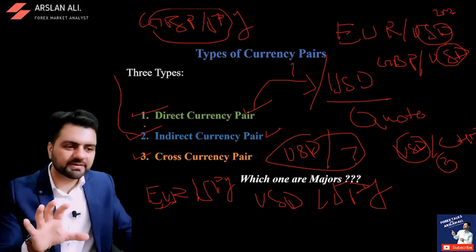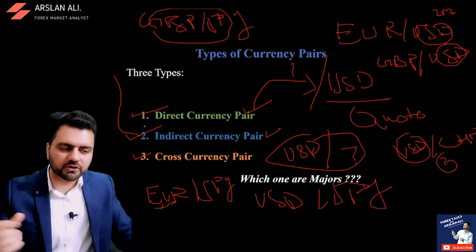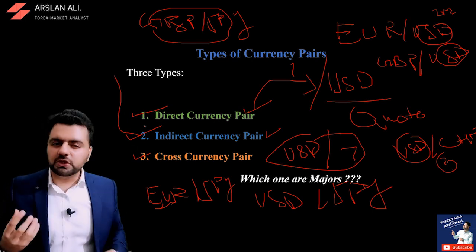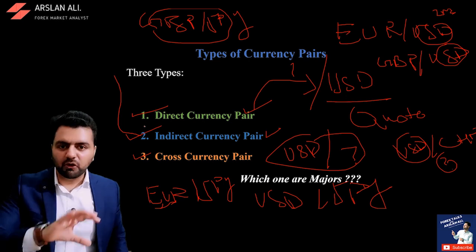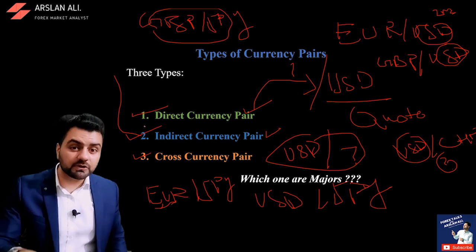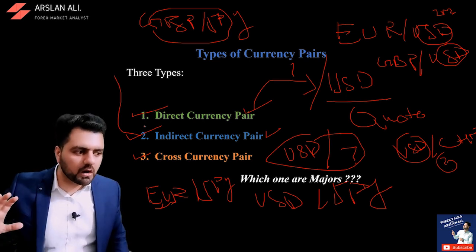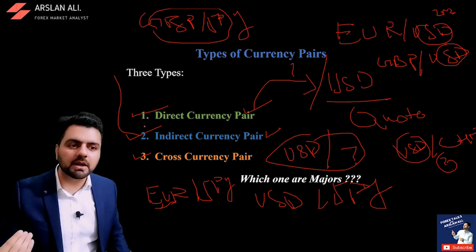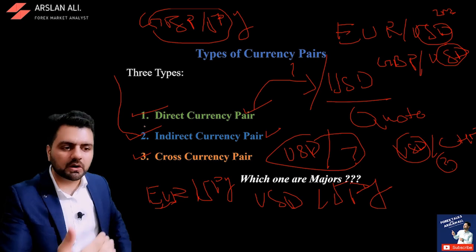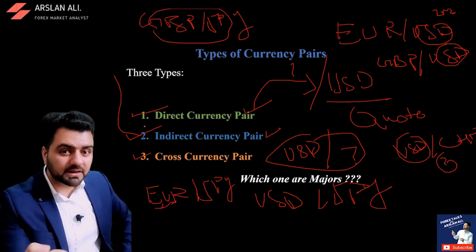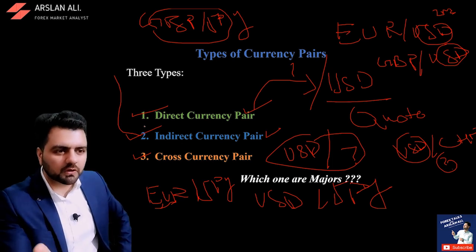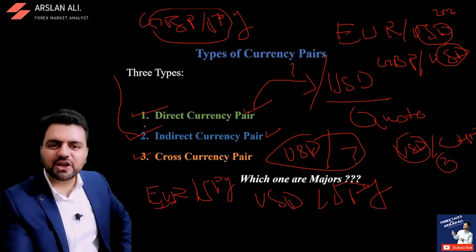Why do we need to understand the direct, indirect, and cross currency pairs? Because the movement of the market depends upon them. Most of the currency pairs have US dollar. That is why if something is happening with the US economy, there is going to be a movement in the market. However, if we are expecting some event from the US economy and we do not want to trade the US dollar, we can trade the cross currency pairs.